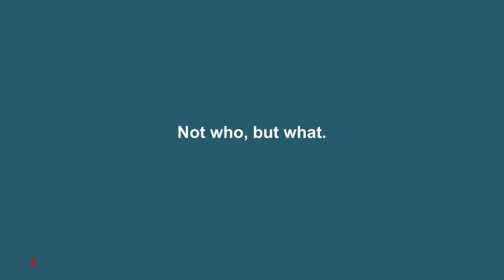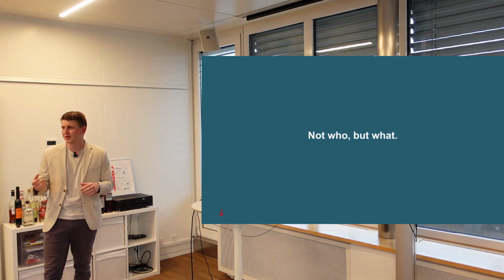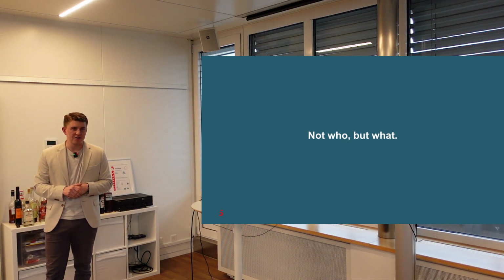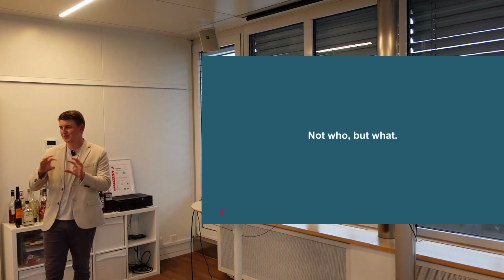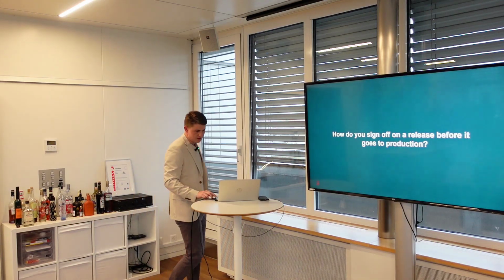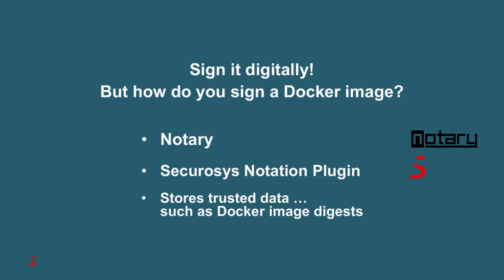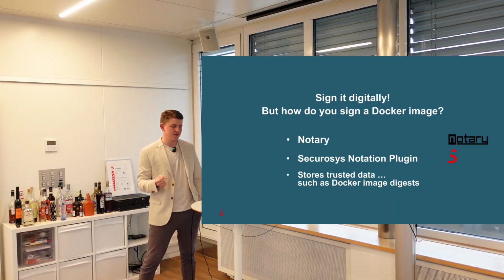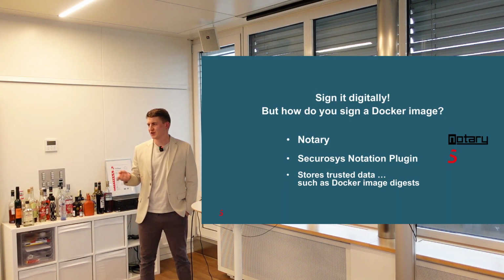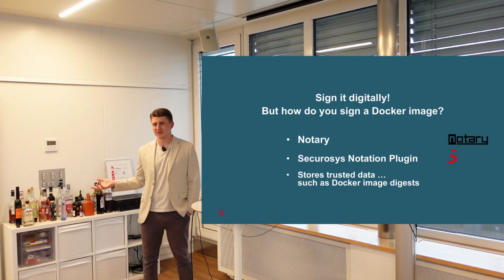In this talk, it's not about the who, so it's not about the DevOps person or the Kubernetes administrator that can run and execute containers. It's about the what. What are we actually executing? What's the content inside the image? Okay, we know the answer. We digitally sign it. So we are signing the content inside the image, and we can verify that the image wasn't tampered with. So the question is, how do we sign Docker images?